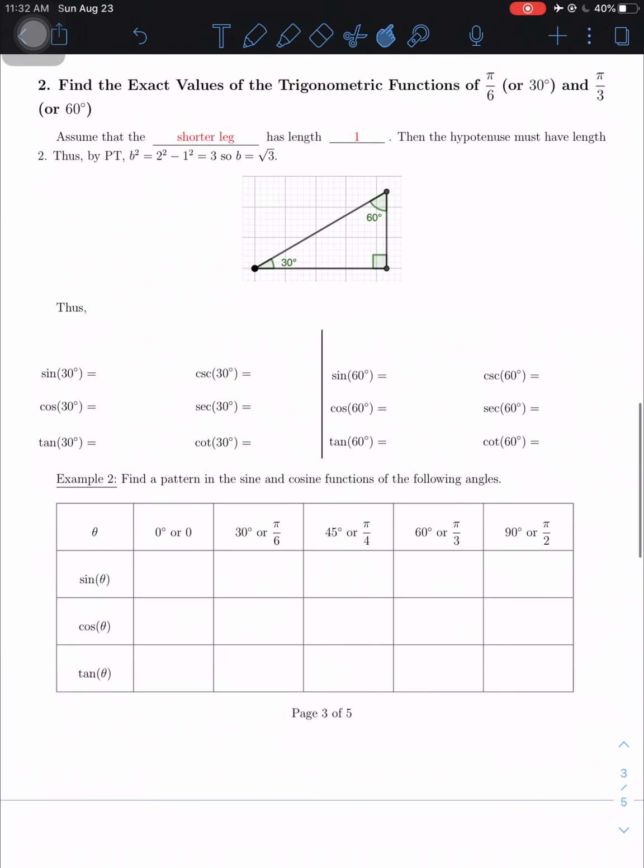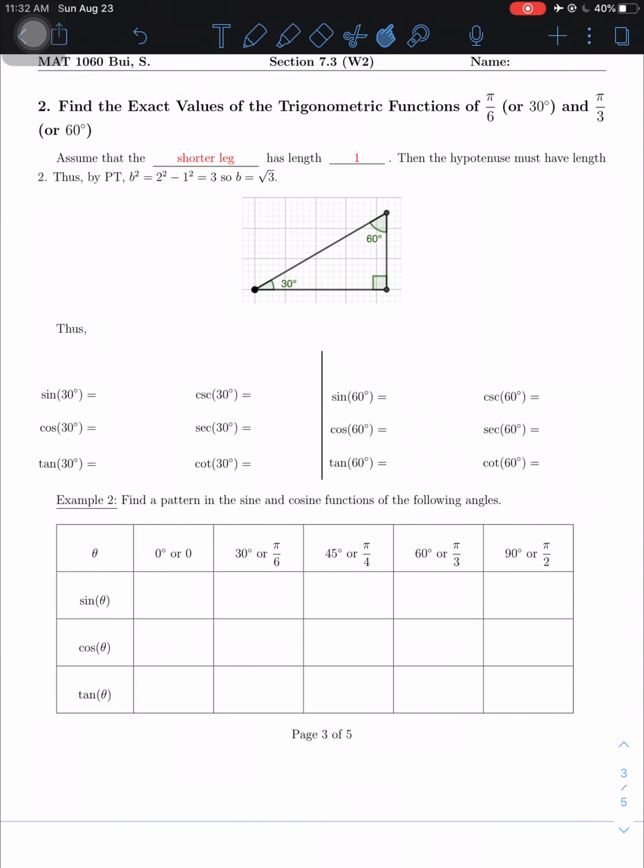Next objective, find the exact values of trigonometric functions of pi over 6 or 30 degrees and pi over 3 or 60 degrees. Okay, here are 2 more angle conversions that you have to memorize. So we have pi over 6 equals 30, and we have pi over 3 equals 60.